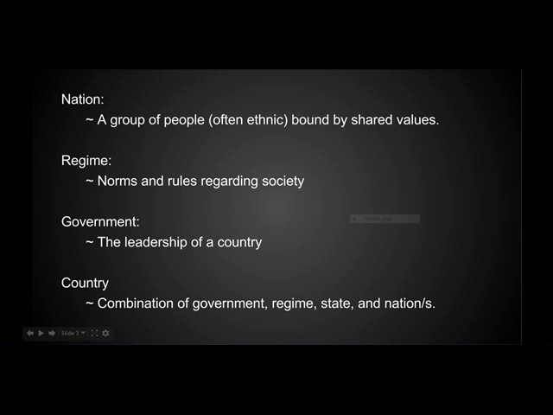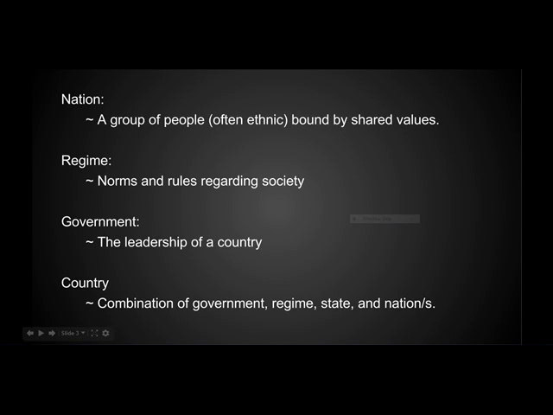The Basque nation, or the Basque people, are part of Spain, but at the same time there's a huge amount of them in Argentina. A regime is the norms and rules regarding society. These are often embodied in a constitution and thus institutionalized. The only way to truly destroy a regime is to start a successful revolution. At the very base level, regimes can be categorized by democratic or authoritarian.